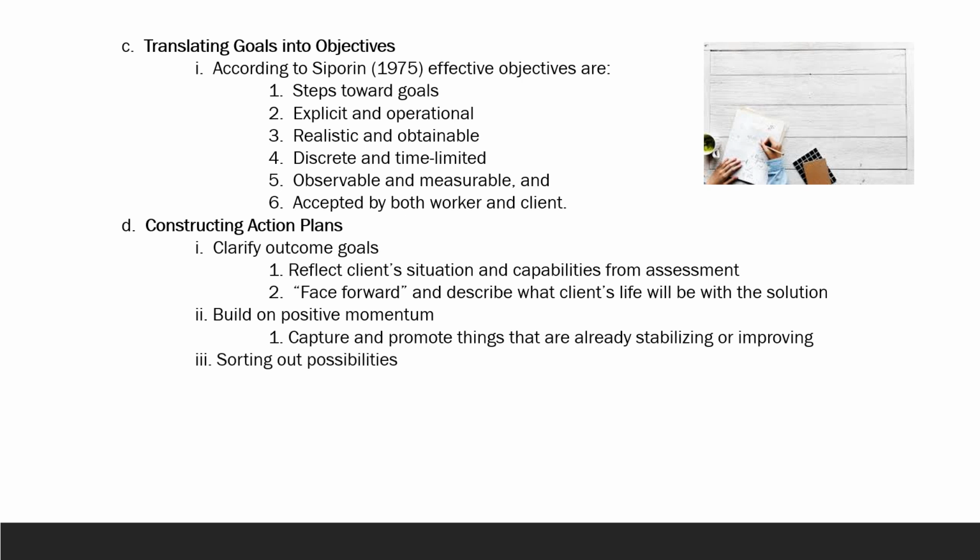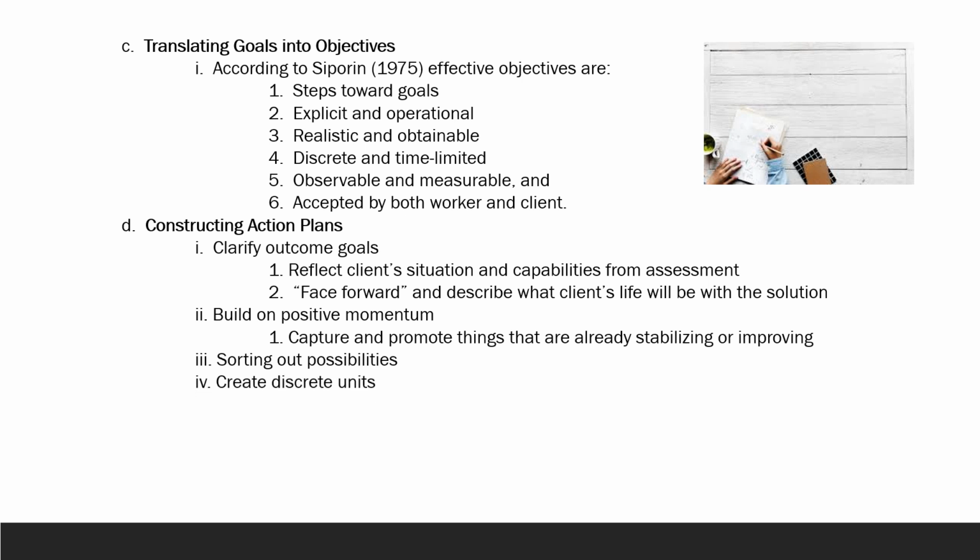Sorting out possibilities. I think that after the assessment, you get a lot more information, and then you're kind of trying to cabin all of this information into workable goals and objectives, but then also sorting out what's possible in order to meet whatever the needs are. There's oftentimes more than one way to get a need met, and sorting out what possibilities seem to be the most feasible for this client, for the situation, is part of what an action plan does.